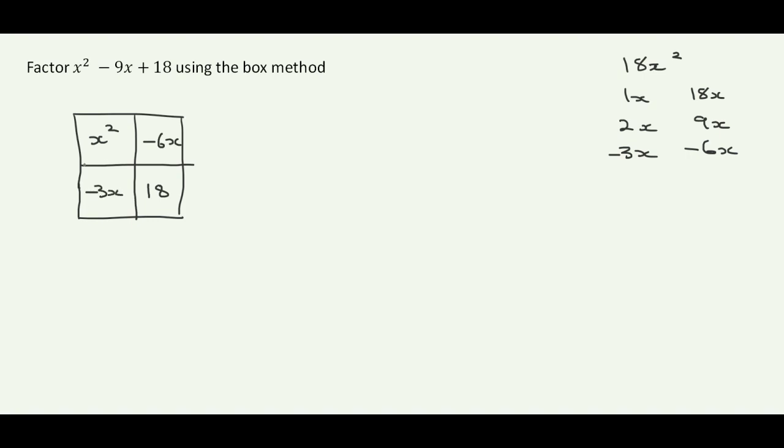So now let's factor across. We have x is a common factor here, and then we have x minus 6, and here the common factor is going to be minus 3, and then you have x and you have minus 6. So therefore x squared minus 9x plus 18 is equal to x minus 3 multiplied by x minus 6.